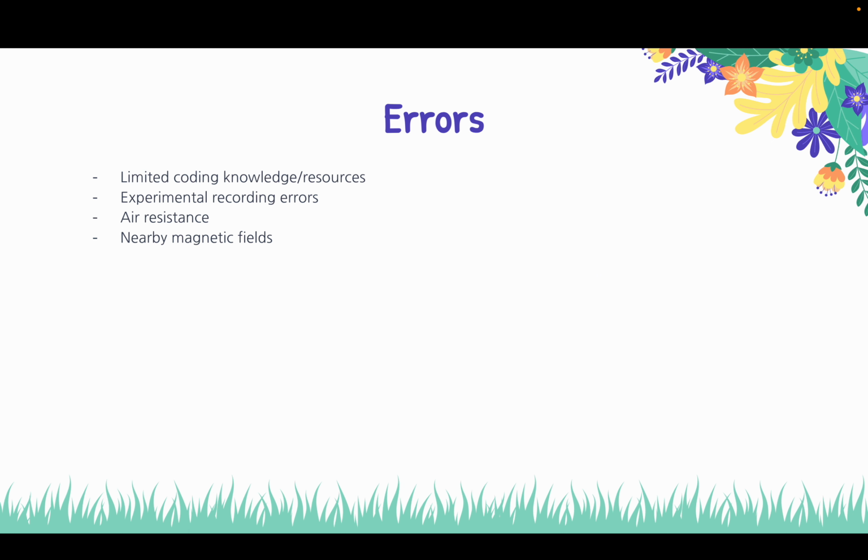Finally, to account for error, as previously mentioned, I definitely have limited coding knowledge and resources, so if I was better at coding, I could have made the computer model more accurate towards reality. There also could have been error in recording the experimental results. I didn't have the most precise camera or timing method. I kind of just recorded it and eyeballed where it went in and where it fell out. Once again, there could have been air resistance, making the magnet fall at a slightly different rate, and finally, nearby magnetic fields.